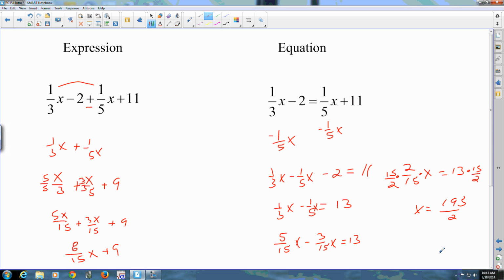Alright, now, let me show you guys an easier way to do this. When you have fractions in an equation, don't collect them, obliterate them, blow them up, make them go away, get them out of there. When you have an expression, you have to collect them. You can't make them go away, but with an equation, you can.